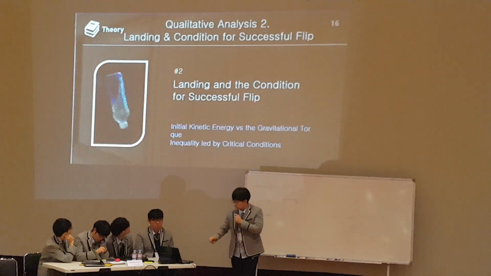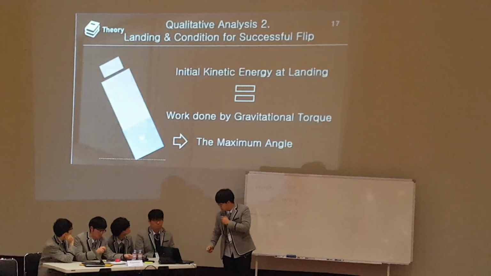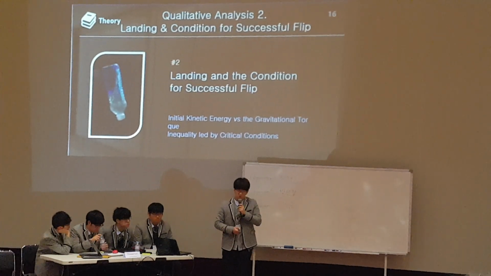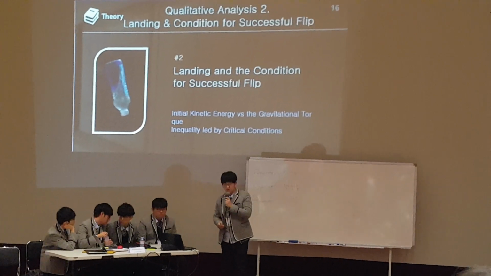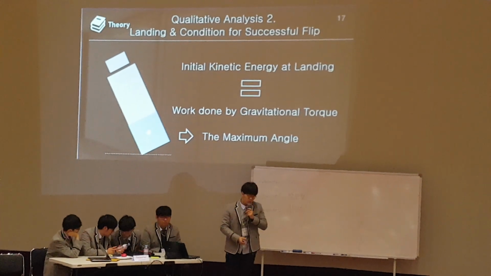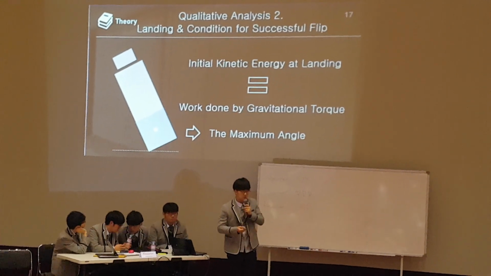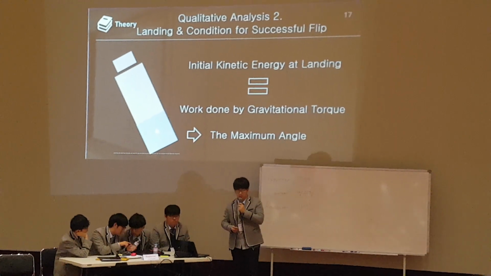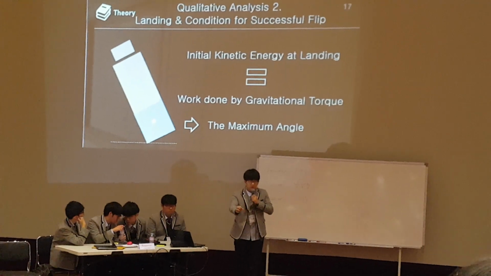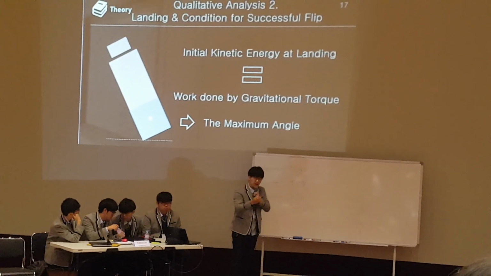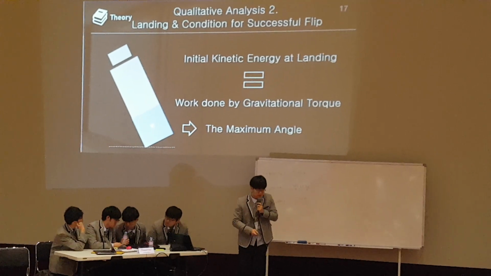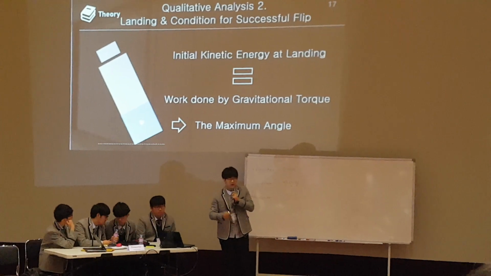And now moving on to the landing process. I compare the kinetic energy and the work done by the gravitational torque. And then this inequality leads to the critical conditions. So first, as the bottle lands on the floor, there is obviously the initial kinetic energy, gained from the rotational energy and energy from initial velocity. But then there's the work done by the gravitational torque. And the bottle flips a little bit more after it lands. And when the work done by the gravitational torque is equal to the initial kinetic energy, it stops and makes the maximum angle with the ground.